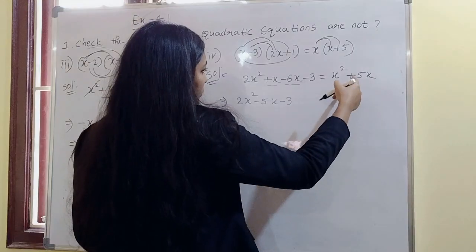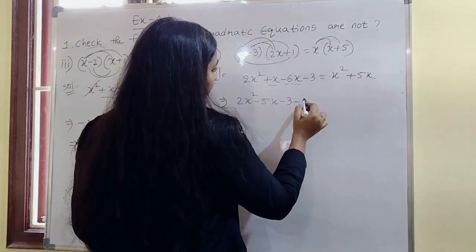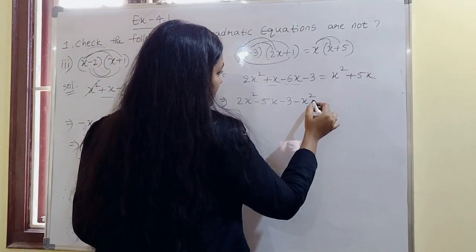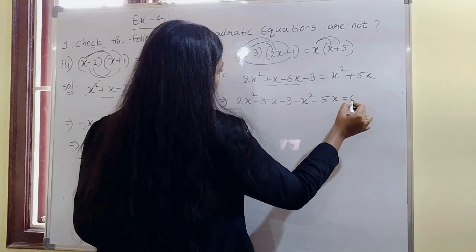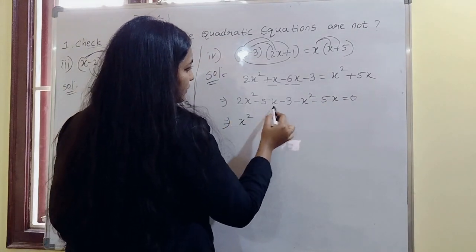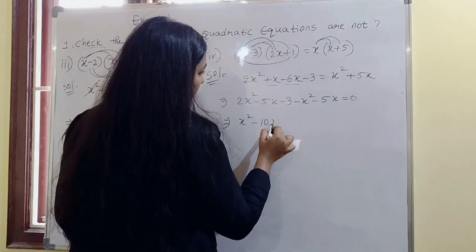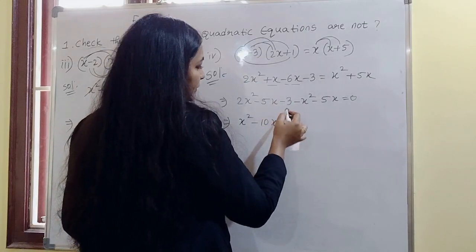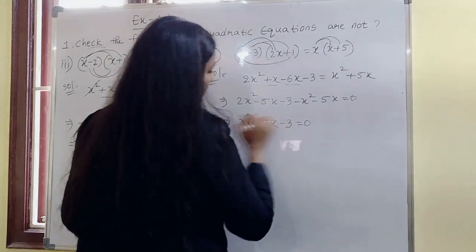I am sending these two terms to this side. It becomes minus x square, plus 5x becomes minus 5x, is equal to 0. So, 2x square minus x square, minus 5x minus 10x. And what is the constant term here? Minus 3 is equal to 0.